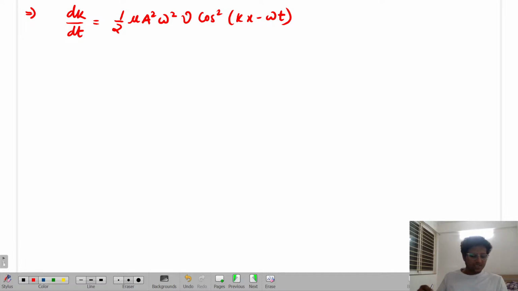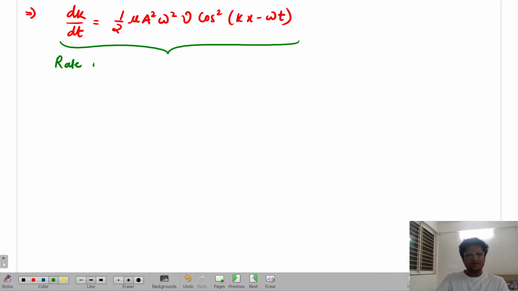So basically, what is this? If I want to say, that is my kinetic energy per unit time. That is my rate of transmission of kinetic energy with respect to the length of a string. Are you able to get me or not? Say something, yes or no.